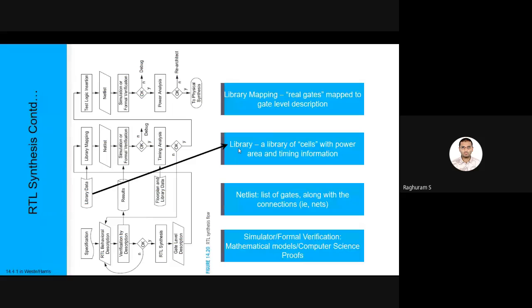a library has a limited set of gates, right? Now, if you want some gate, it might not be available.